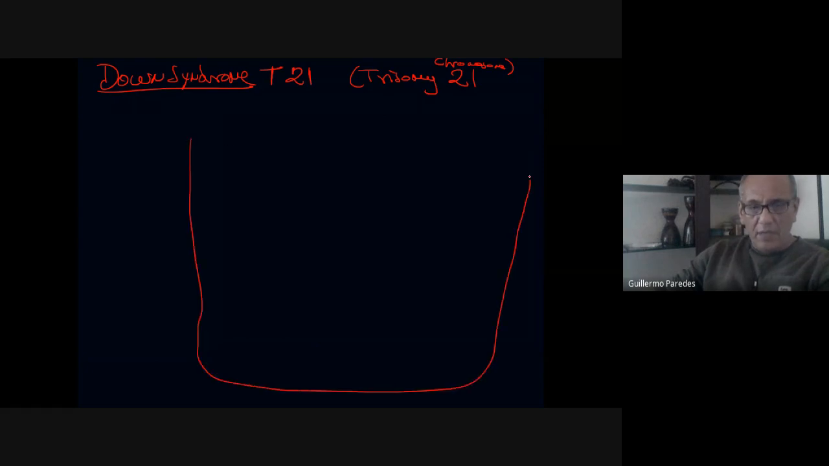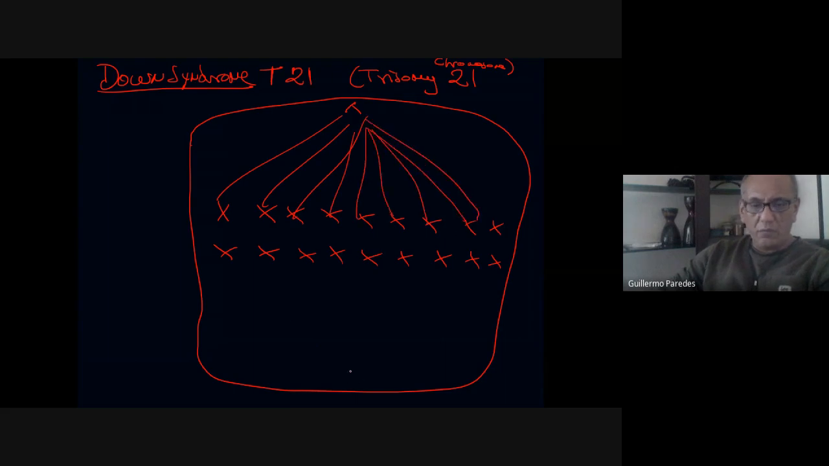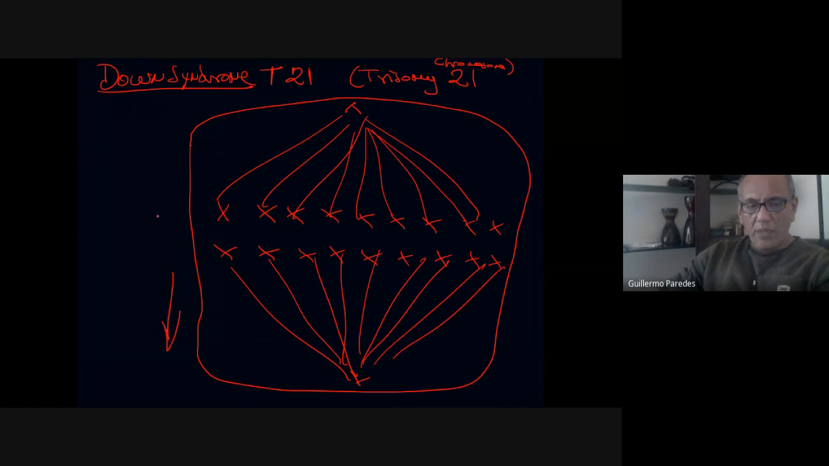Let's make it bigger. All right, so what happened in Down syndrome? You know Down syndrome, right? Down syndrome is T21. T means trisomy, and 21 is the chromosome 21. So what happened here is this. You have a cell, and the cell is going to have these chromosomes. During the metaphase, they are going to do this. And here we have the centrioles that are going to lace the chromosomes. Then they are going to pull down and separate them.